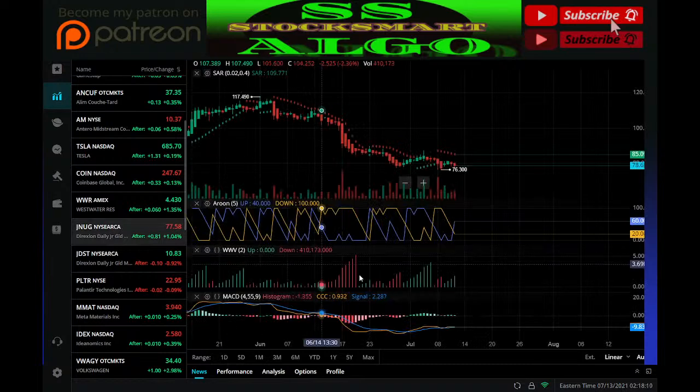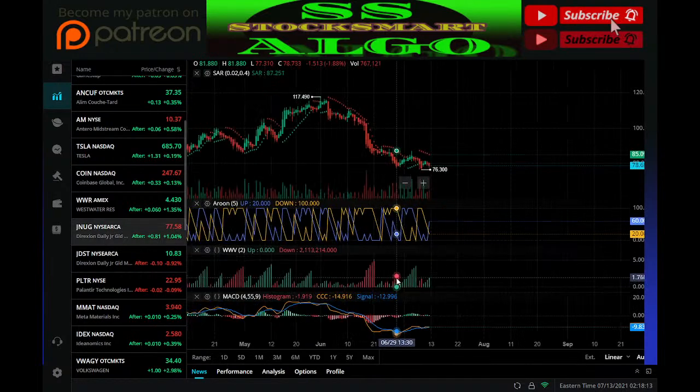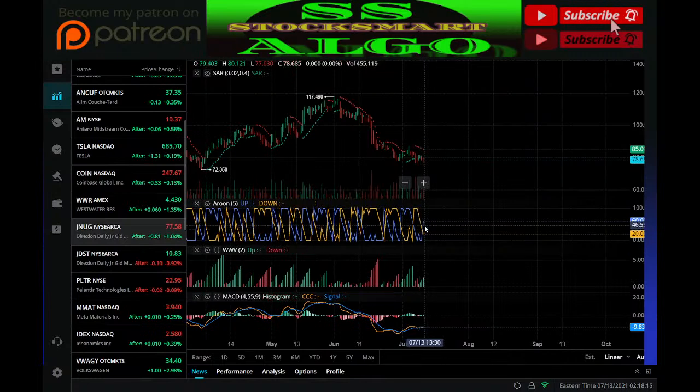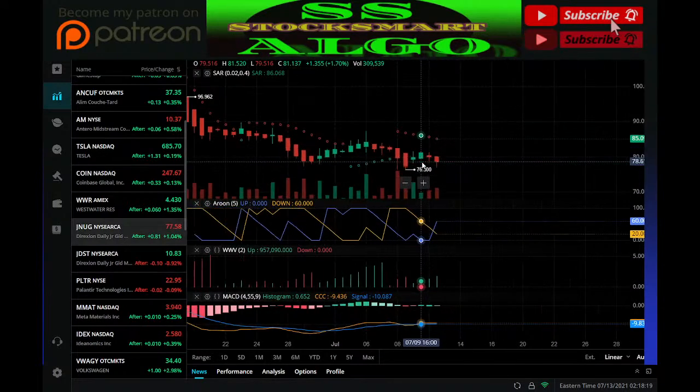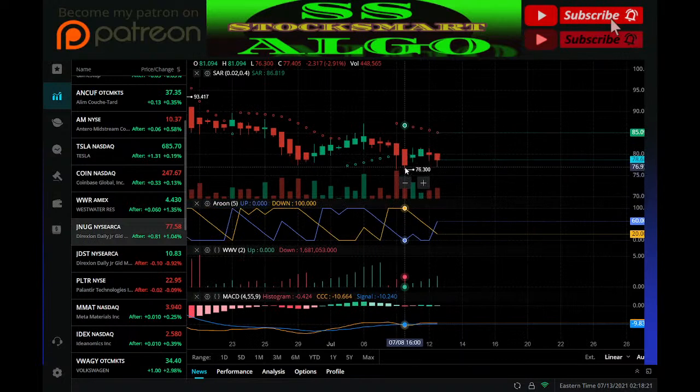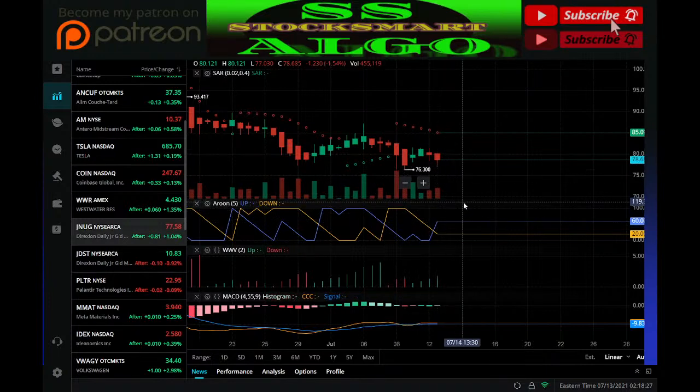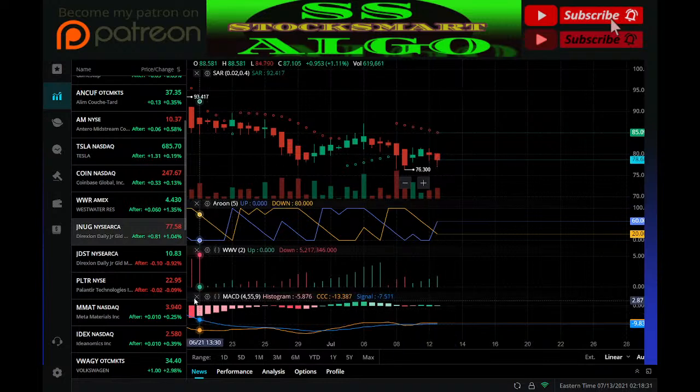Let's see what JNUG is doing. Oof. JNUG looks like it has a bit of a low right here at 76.30. And they're crossing over into some bullish territory. There's a tiny little hammer.